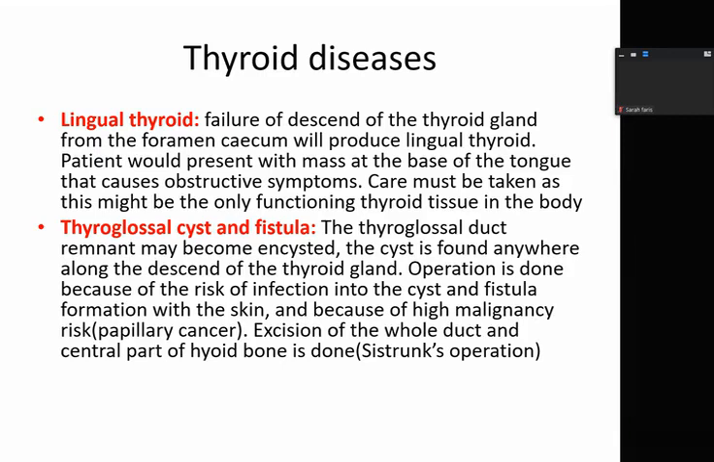Okay? Descent failure might cause thyroglossal cyst and fistula. Thyroglossal duct remnant may become persistent. The cyst is found anywhere along the descent of the thyroid gland. Operation is done because of the risk of infection in the cyst and fistula formation in the skin. And there is a high malignancy risk, and it is a papillary carcinoma. Excision of the whole duct and central part of the hyoid bone is done. They call it Sistrunk operation.